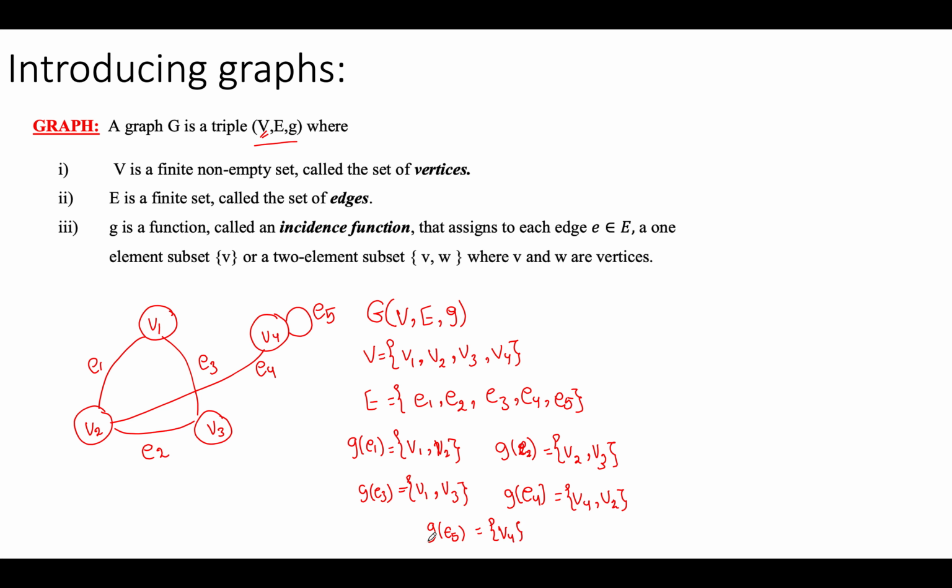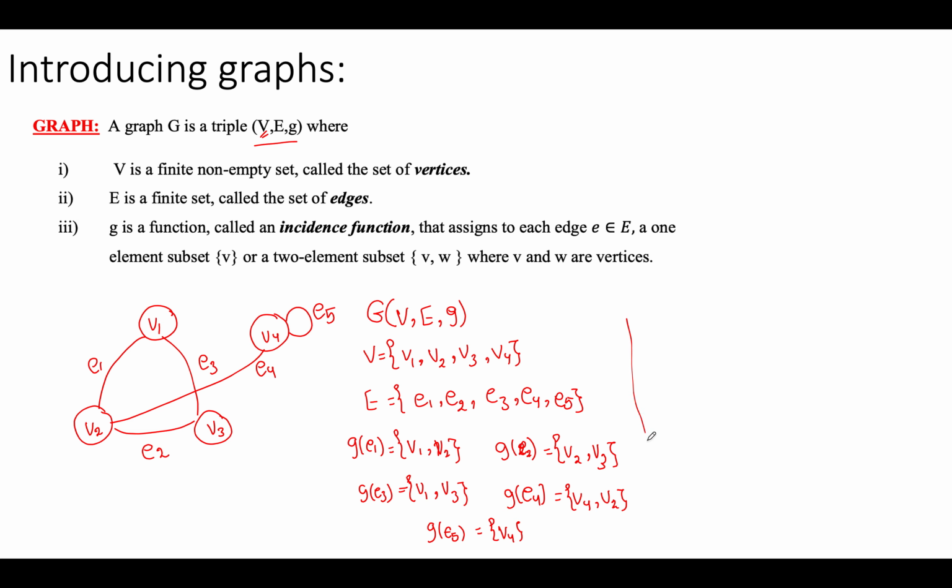And if you notice here, if we go back to the definition of G as a function, it says that it assigns to each edge a one-element subset or a two-element subset. So all the edges in this graph are connecting two vertices, except E5, which connects only one vertex. So it starts from V4 and comes back to V4.